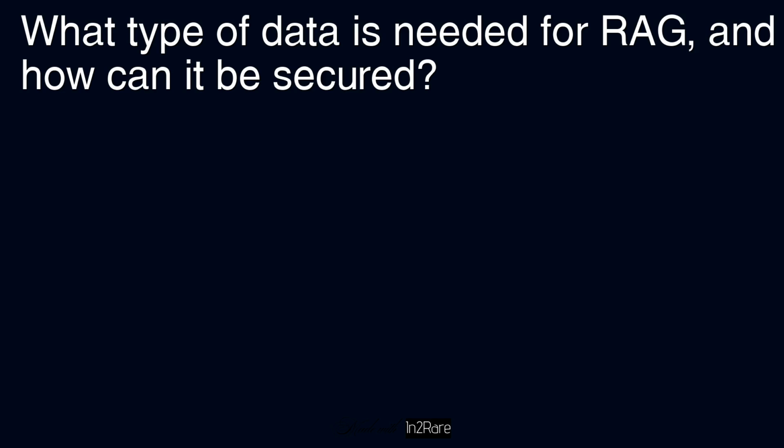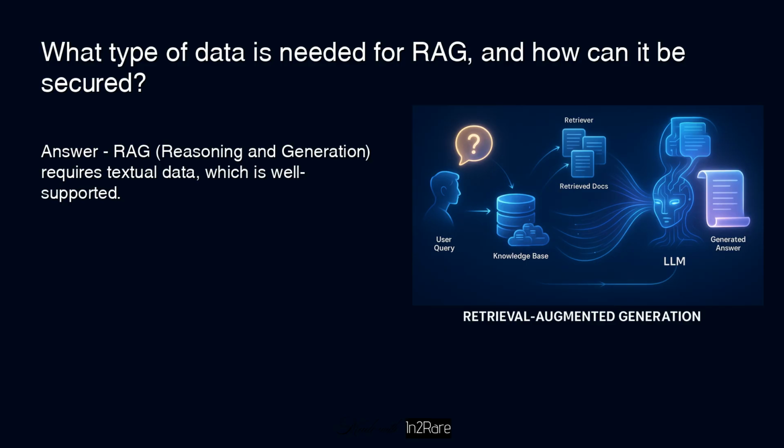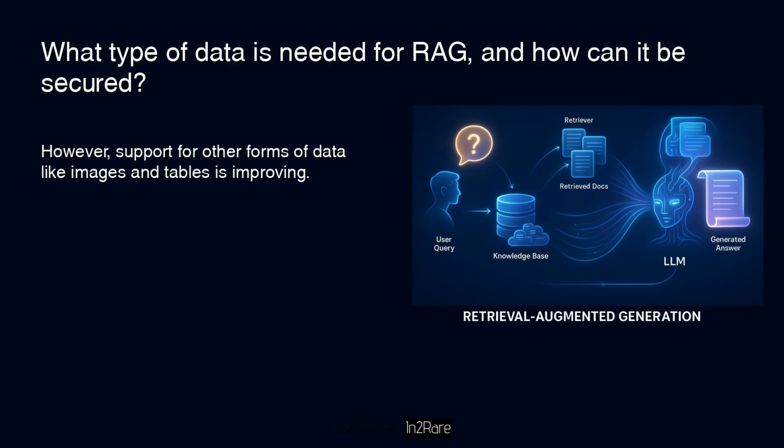What type of data is needed for RAG and how can it be secured? Answer: RAG reasoning and generation requires textual data, which is well supported. However, support for other forms of data like images and tables is improving.